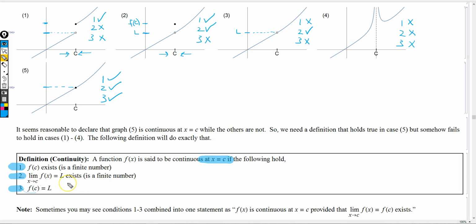That's how we come up with definitions in mathematics. Okay, so this is our definition now. Let's take a look at some examples, how we work with it.